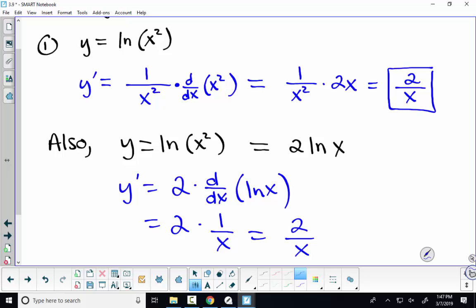So really, those properties of logarithms are utilized in this section. There's a technique of differentiation called logarithmic differentiation, which heavily relies on properties of logarithms to simplify first before you take a derivative. But either way you look at it, you still get the derivative as 2 over x.